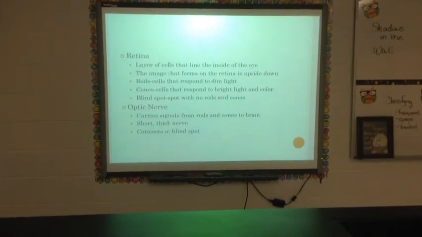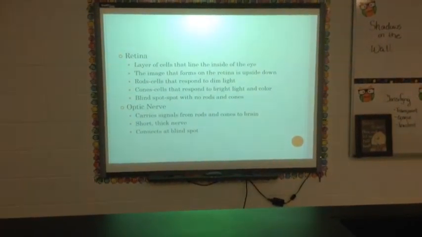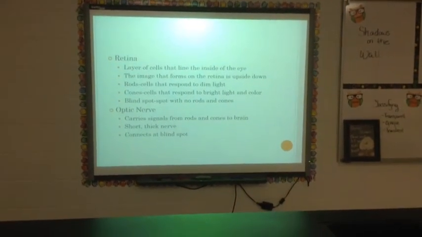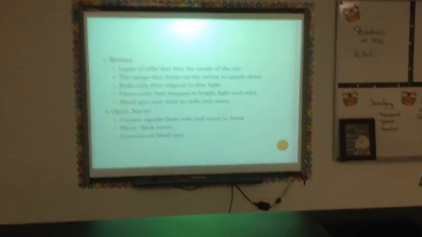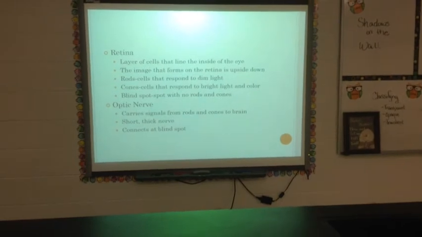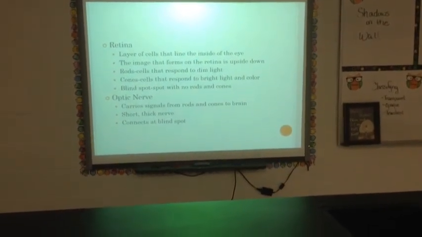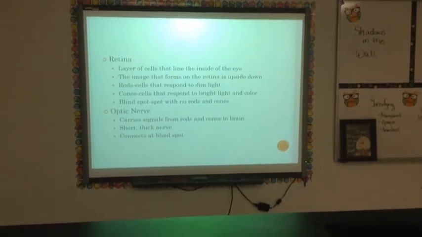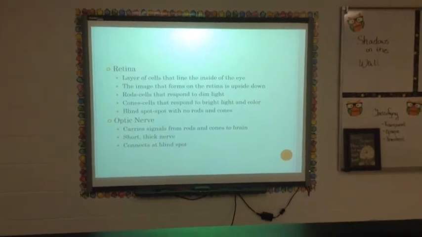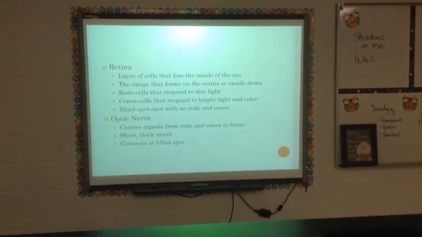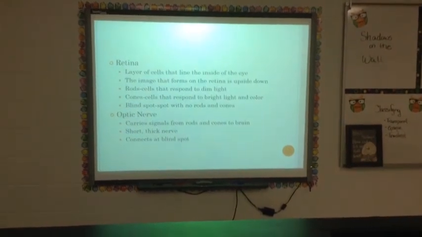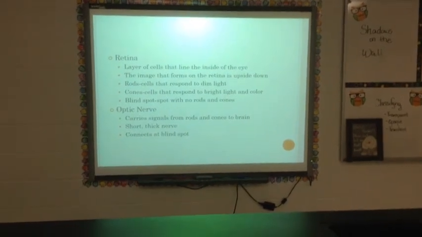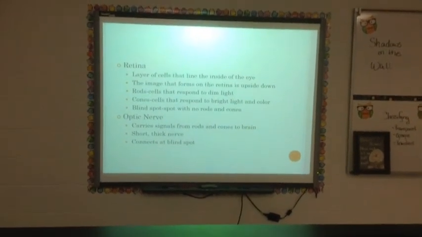Next is your retina. The retina we labeled on the back of our eye. On the retina you have a layer of cells inside of the eye, and it is what forms that image that's upside down. The rods are cells that respond to dim light, and the cones are cells that respond to bright light and color. So the retina is made up of both rods and cones. There is one spot right at your optic nerve where there's not any rods or cones, and that's what we call our blind spot. The optic nerve is what goes from the eyeball up to your brain, and that's where the information gets sent in order for you to be able to determine what it is that you are seeing.